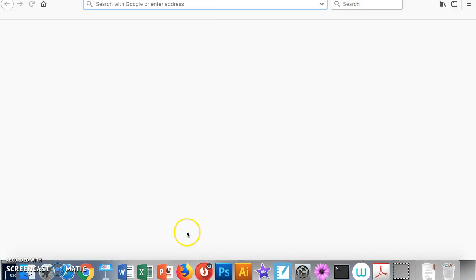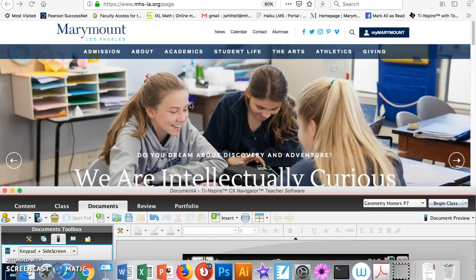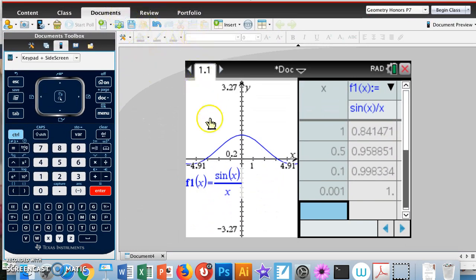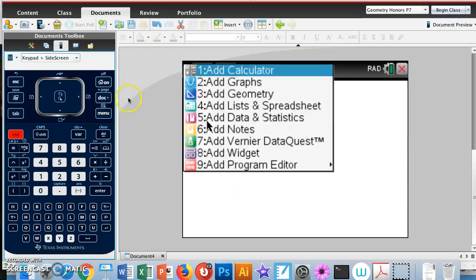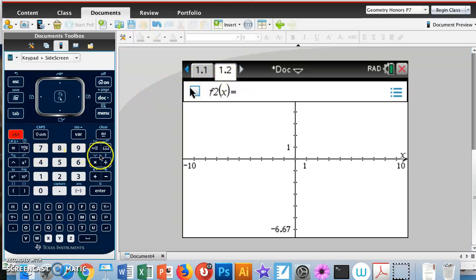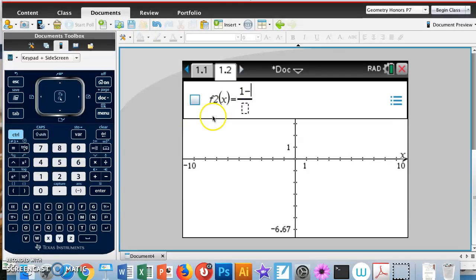Okay, so again, we're going to go into the graph and see what it's doing there. Here's the graph again, and we're going to add a new graph. Plus page, I'm going to add a new graph. And we're going to, again, put in 1 minus cosine x, over x.